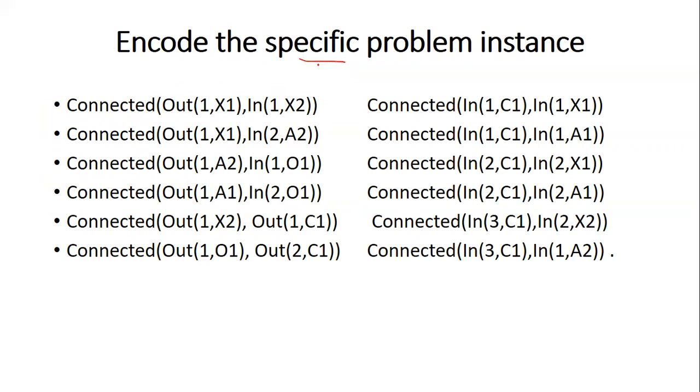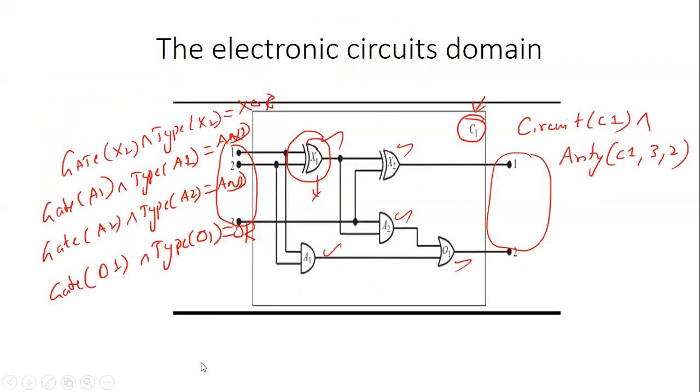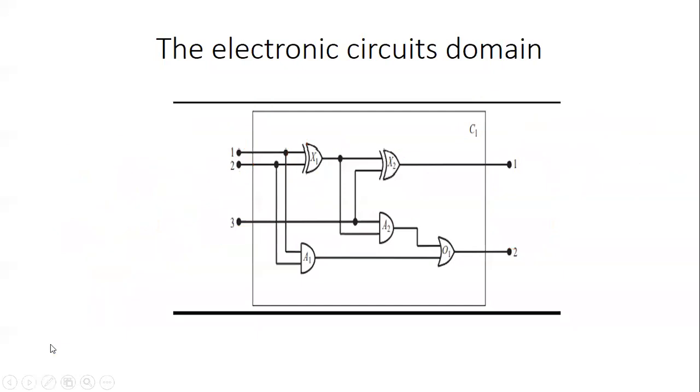So how the connectivity goes, right? If you see here, C1 contains 3 inputs: 1, 2, and 3. We can say this is the first input of C1, this is the second input of C1, this is the third input of C1. And this is the first output of C1 and this is the second output of C1. Okay.